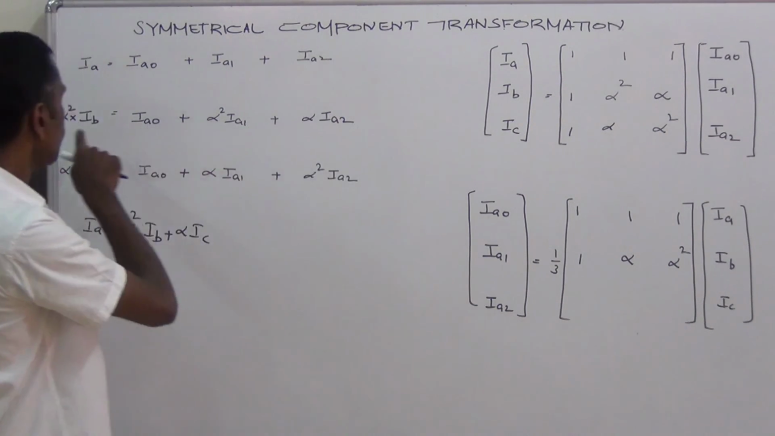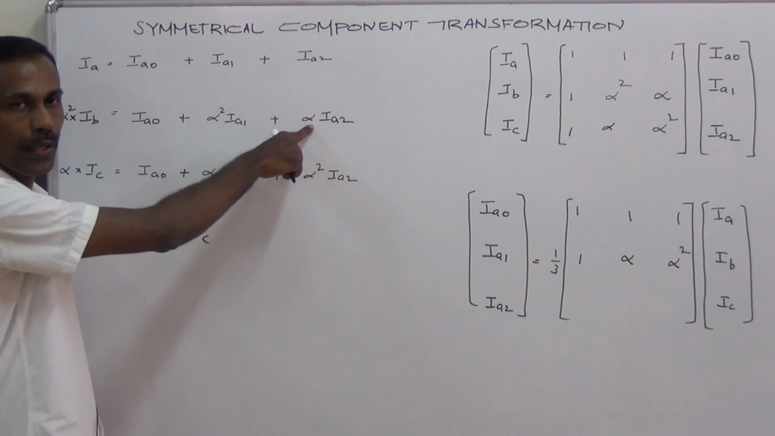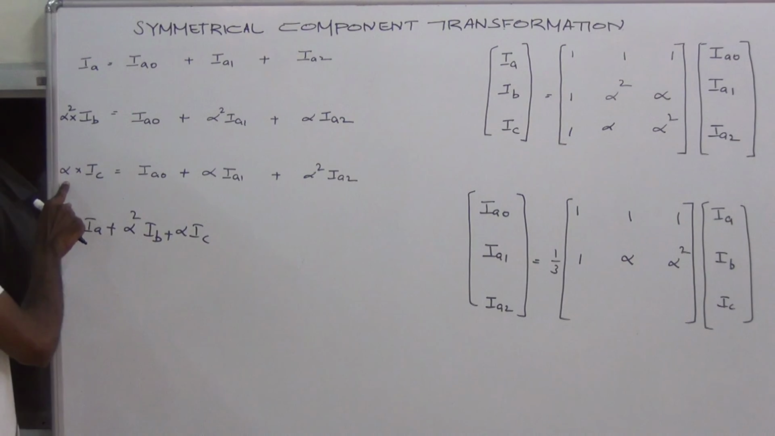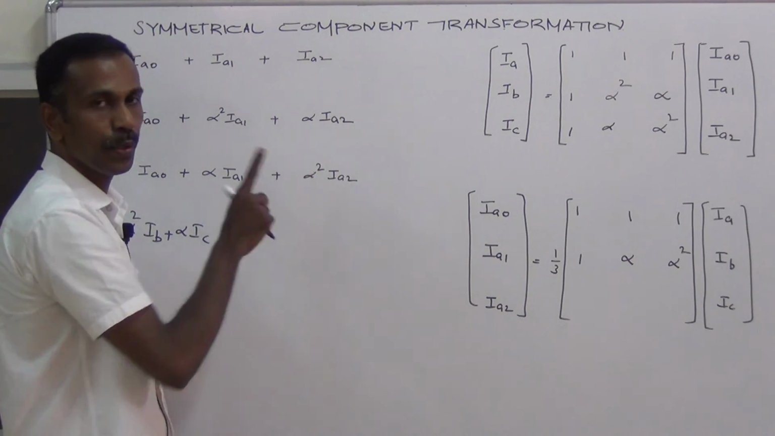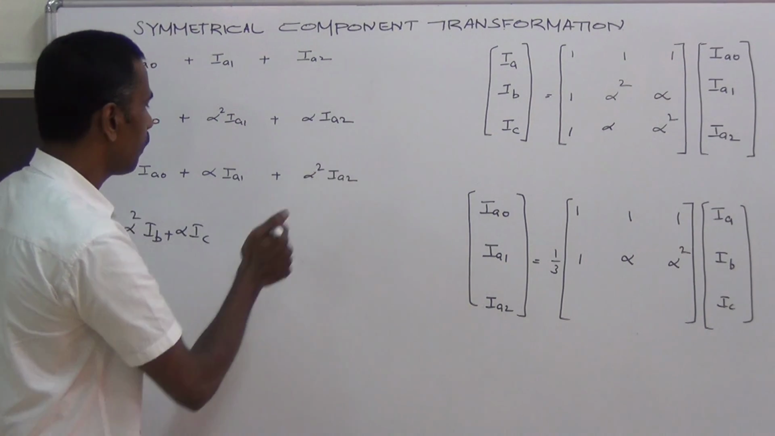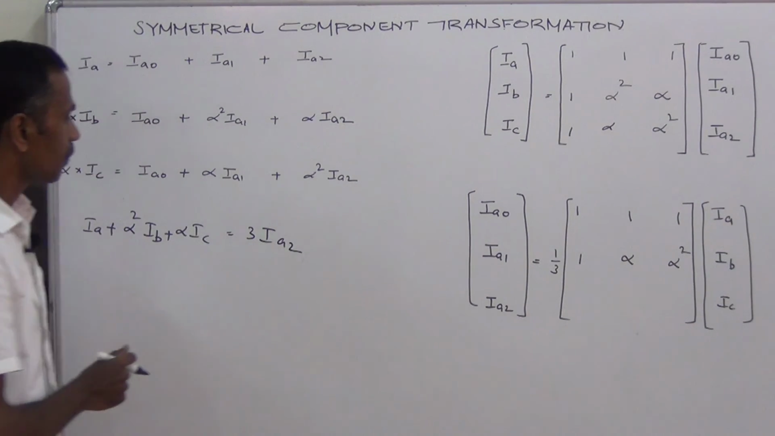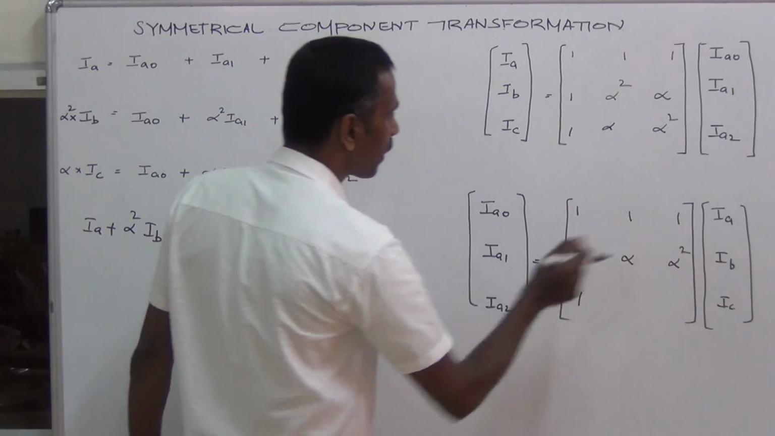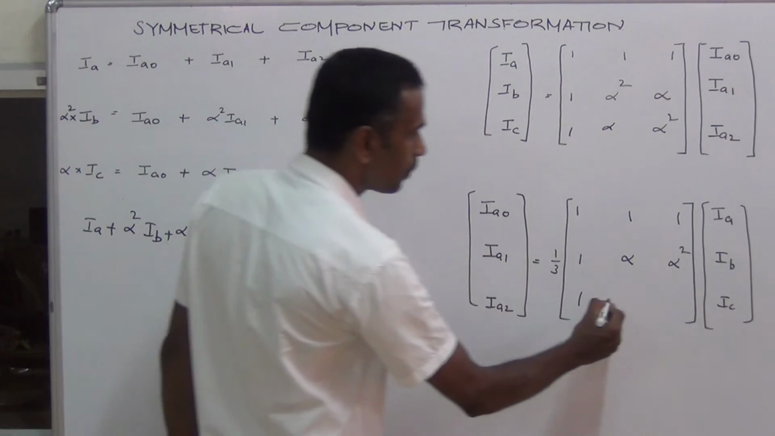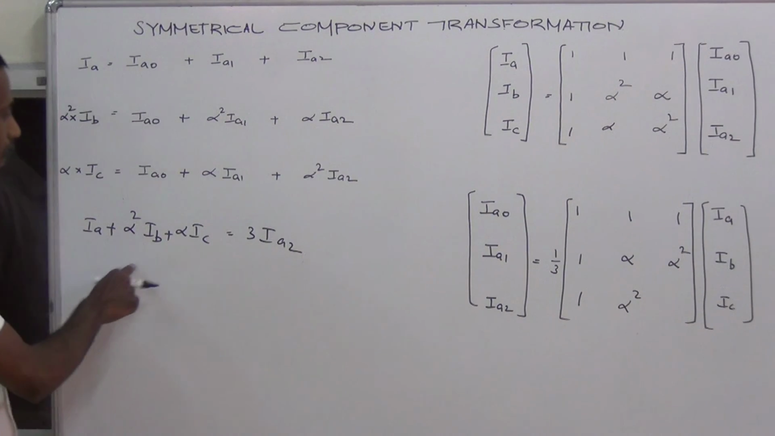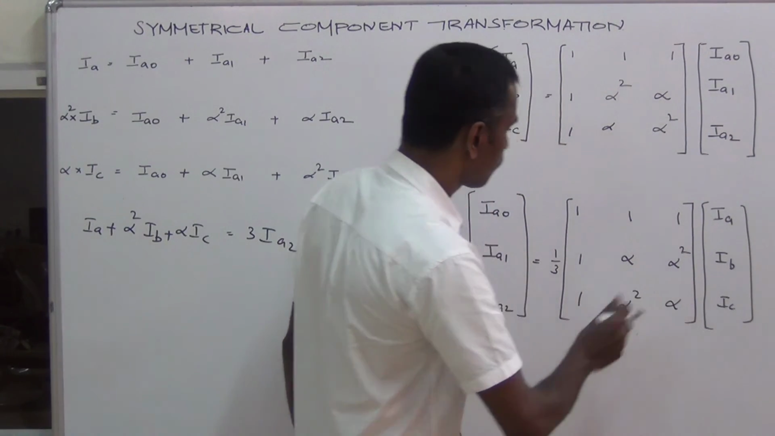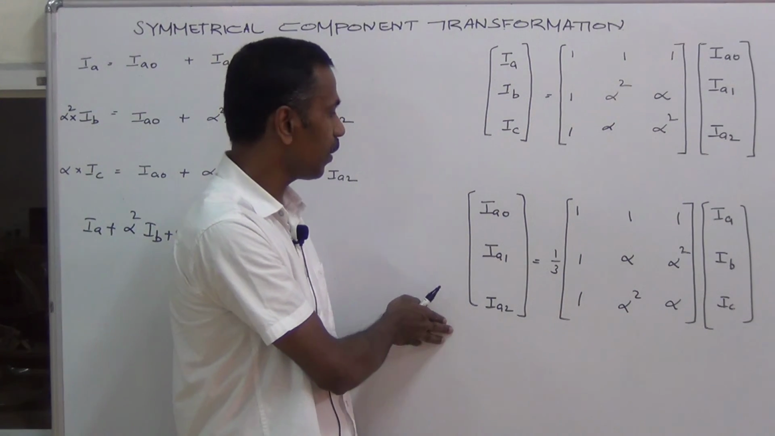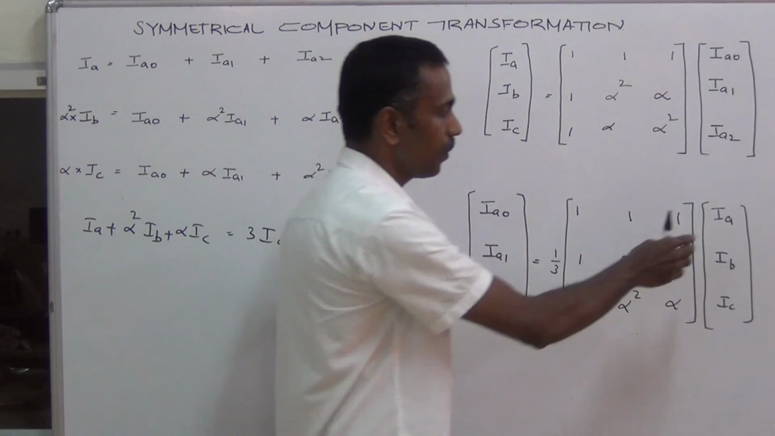Then the last term is multiplied by alpha square. Alpha square into alpha equals alpha cube. This is 1 into IA2. And the next term is multiplied by alpha. Alpha into alpha square is alpha cube. This is 1. So it is IA2 plus IA2 plus IA2, which is 3IA2. So IA2 equals 1 by 3 into IA plus alpha square into IB plus alpha into IC. So using this expression, using this matrix equation, we can find out the sequence components if the phase components are given.